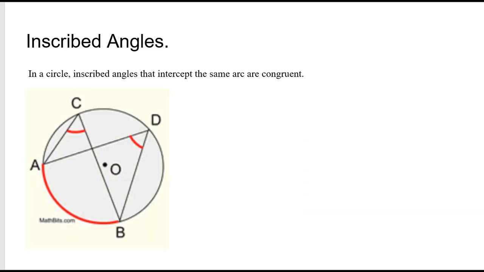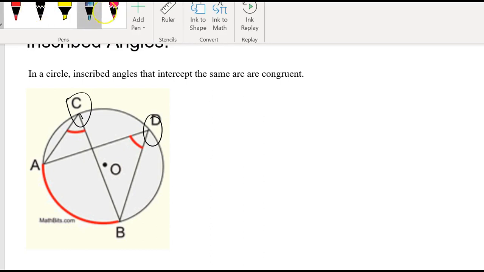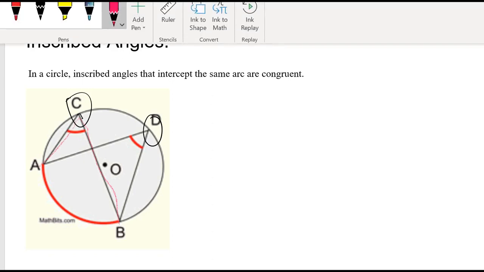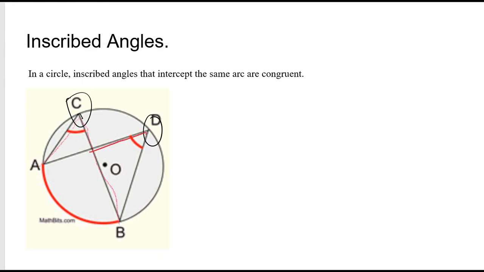Alright, another theorem that I want to make sure we touch on before we start jumping into examples. If I look at this picture, you can see C and D are both inscribed angles because they're on the circle. If I follow C, let me do different colors so you can see nice and pretty. If I follow C, this line right here, it goes to B and it goes to A. But if I follow D, it also goes to A and also goes to B.